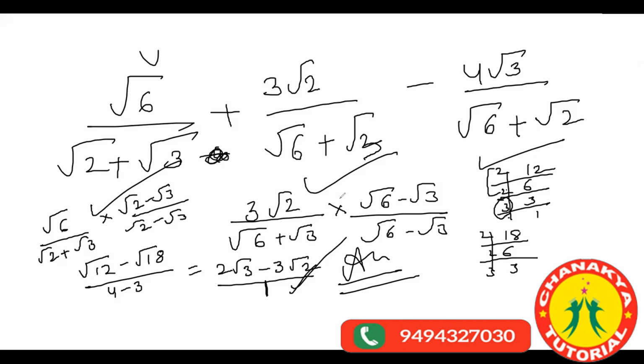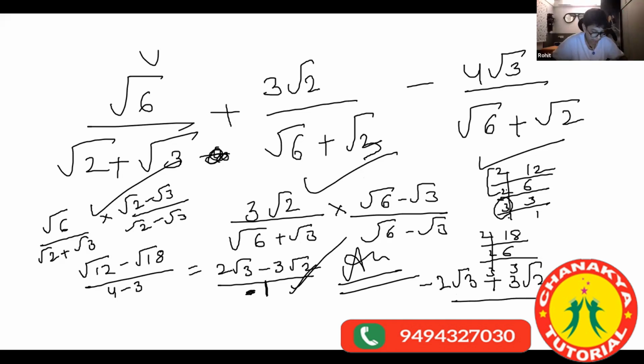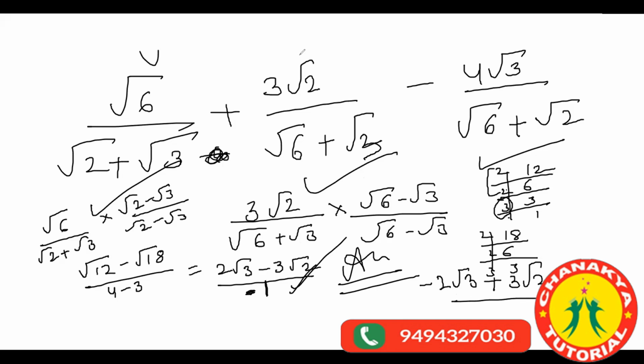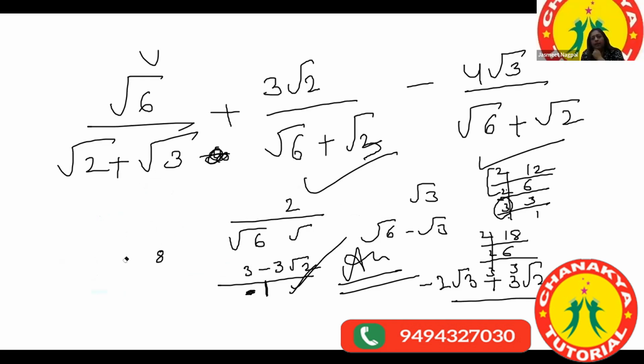Ma'am, actually the denominator will come as -1. Very good. Because root 3 is the greater one, your answer is -2 root 3 plus 3 root 2. Got it? Ma'am, for this second part, the answer is... Is the first answer coming the same for all of you? Yes, ma'am. Okay. Now, the second one.